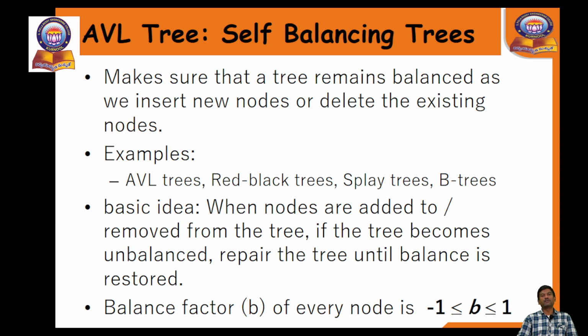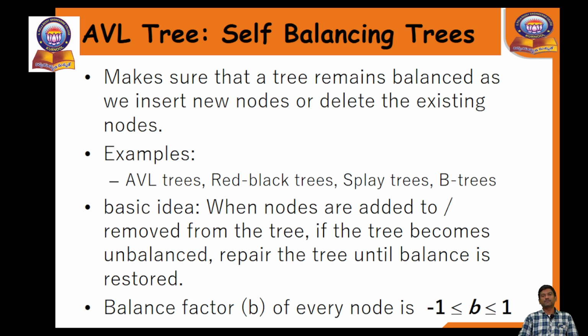Similarly, whenever you are deleting a node within the AVL tree, and if it changes, you have to rearrange it such that the balance factor of the AVL tree should be -1, 0 or 1.